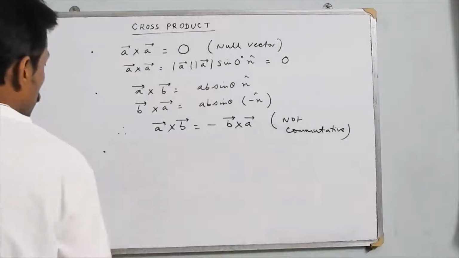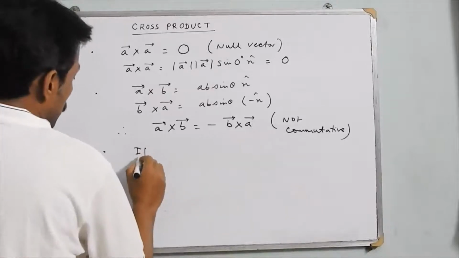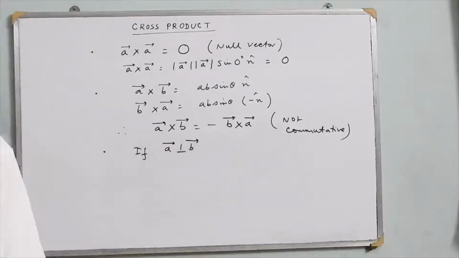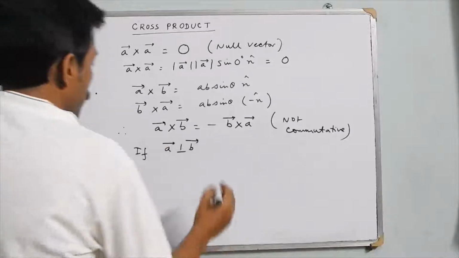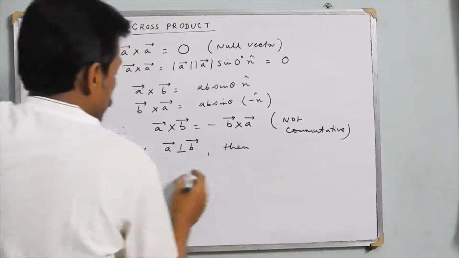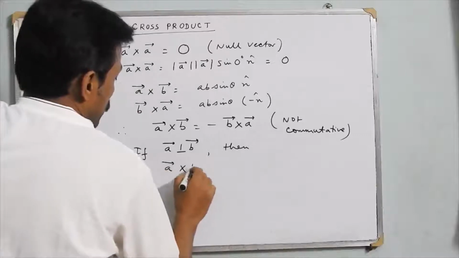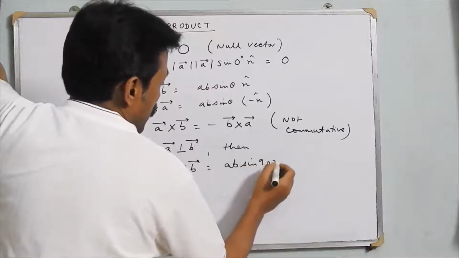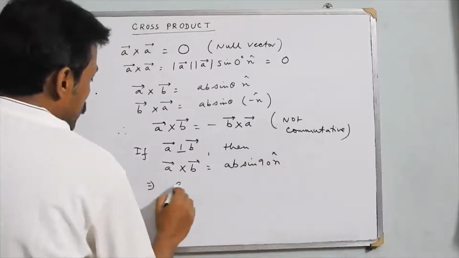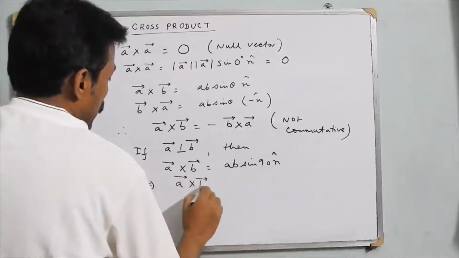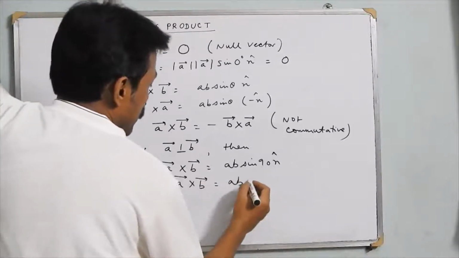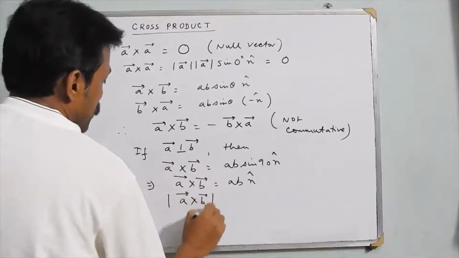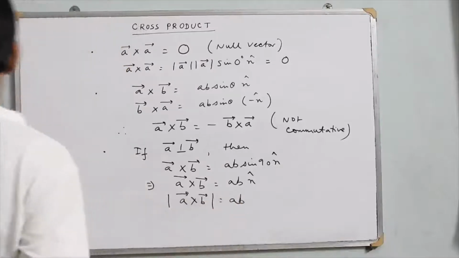So suppose it is given that A vector is perpendicular to B vector. Then A vector cross B vector is AB sine 90 n hat, which means in this special case A cross B is AB n hat, and the magnitude of this cross product will be just AB, because sine 90 is 1.